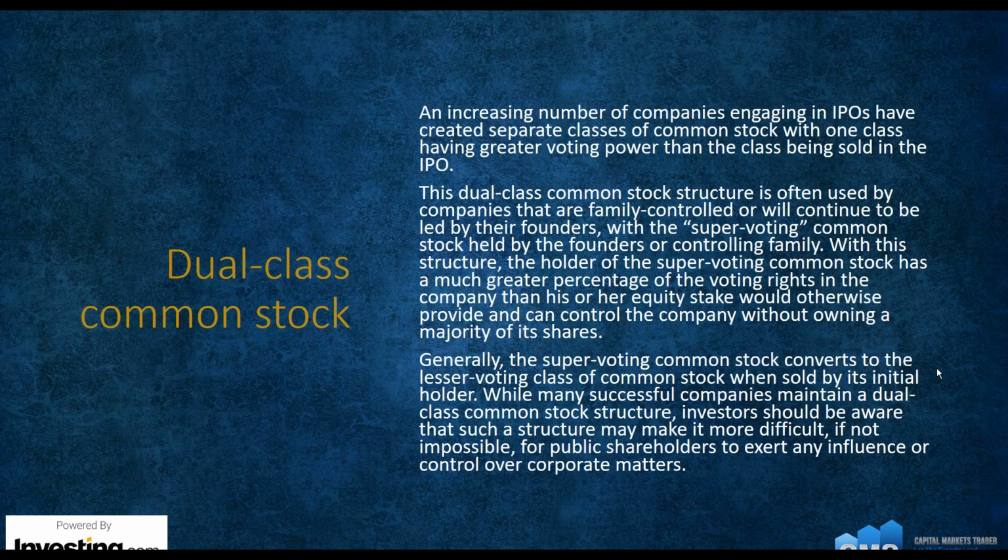An increasing number of companies engaged in IPOs have created separate classes of common stock, in which one class has greater voting power than the class being sold in an IPO. And this is something you need to watch for. If there's an IPO, are they classifying or reclassifying those shares? Very recently, Snapchat did this. Okay, Facebook also did this. Now, it's not against the law, but you need to be aware of what they're doing.